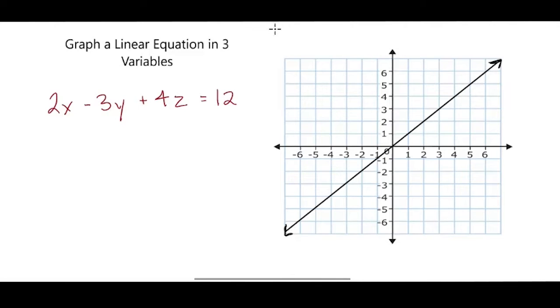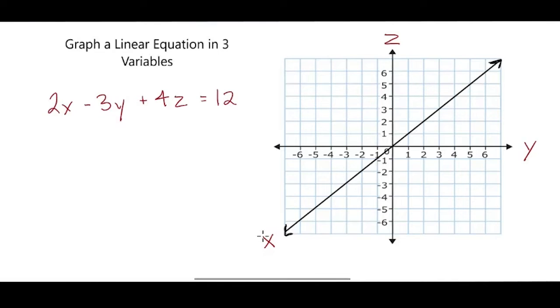Hello again. Today I'm going to be showing you how to graph a linear equation in 3 variables, okay? My 3 variables being x, y, and z. All right, what we're going to do here is I have a graph and I'm going to label it so we can remember that this is the x-axis, this is the y-axis, and then this is the z-axis, okay? So what I need to find are the intercepts. Okay, I need to find my x-intercept, my y-intercept, and my z-intercept.